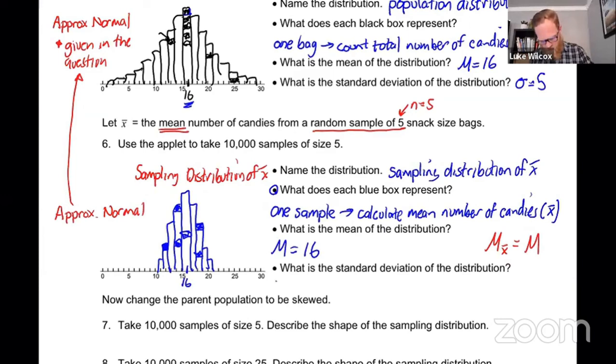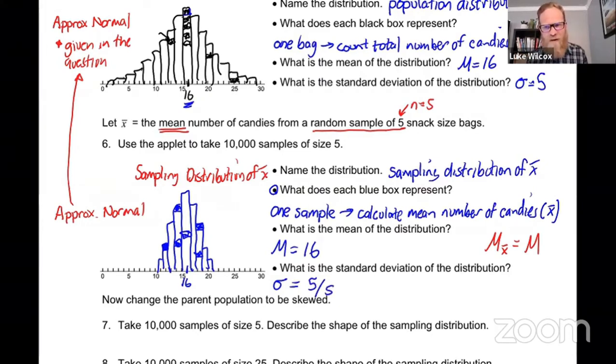Now, when we move down to standard deviation here, we know the standard deviation of the population distribution is 5. And very clearly, the variability has decreased, right? So we want a number less than 5. So it might make sense to divide by something. And it seems reasonable that the sample size has something to do with it. The bigger the sample size, the lower the variability.